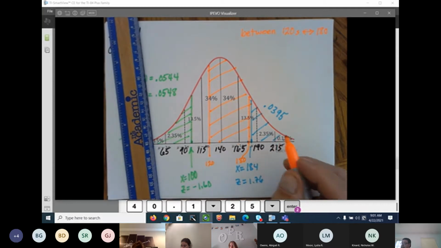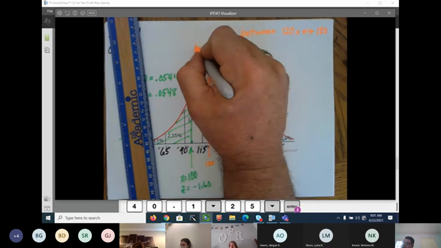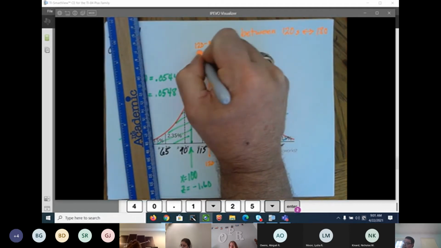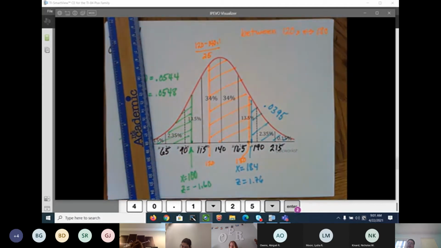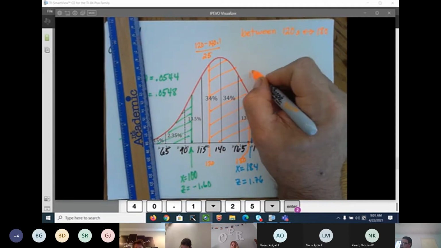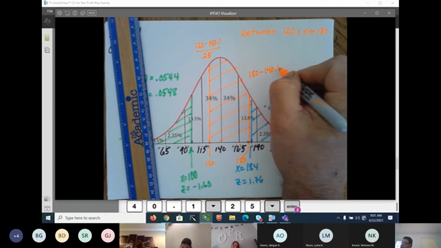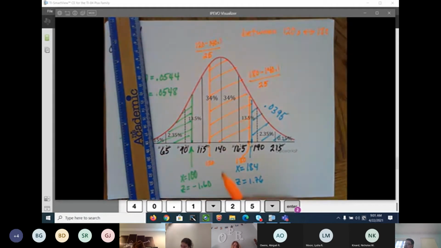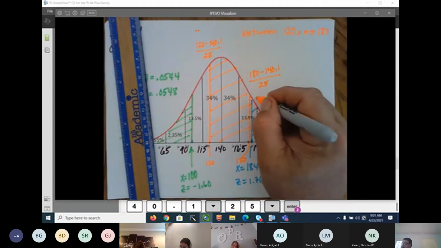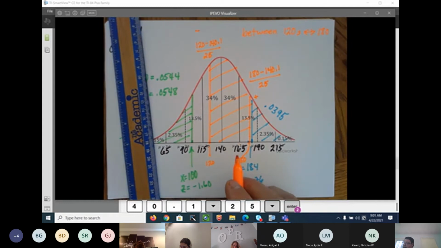Now, since I did new on the last one, I'm going to do old on this one. So 120 minus 140.1 divided by 25. Somebody crank that out, please. And then the other side is going to be 180 minus 140.1 divided by 25. Of course, this one's going to be negative, and this one's going to be positive. So somebody give me 120 minus 140.1 divided by 25 and give me 2 decimal points, please. Please. I'll do it myself.